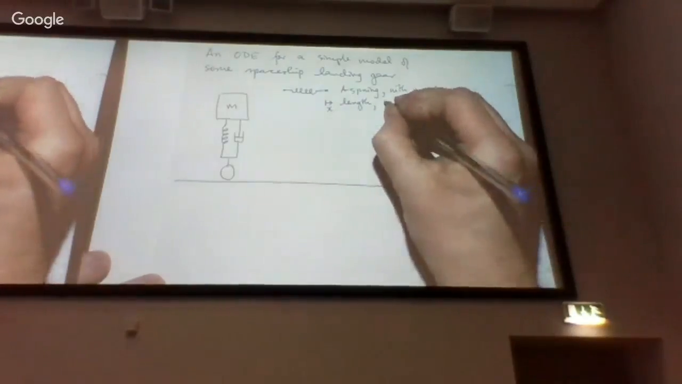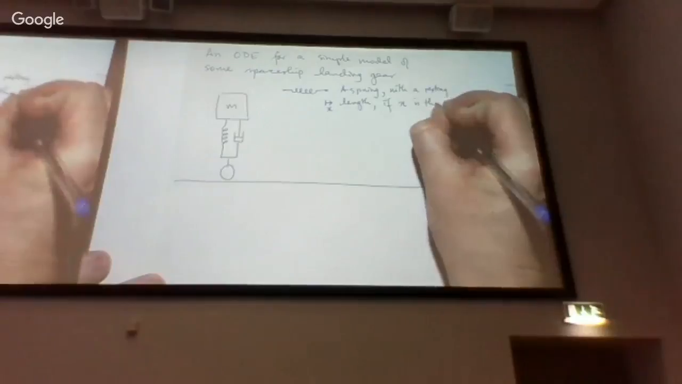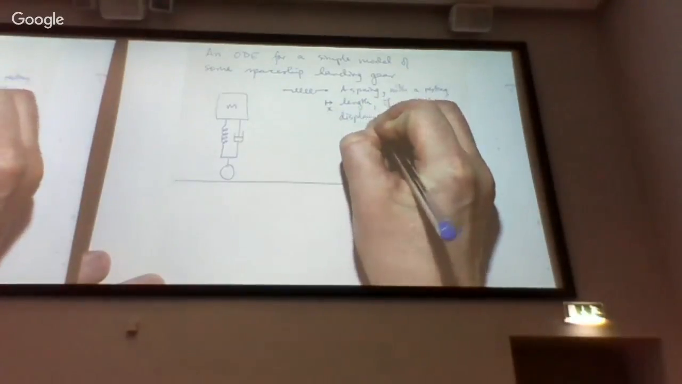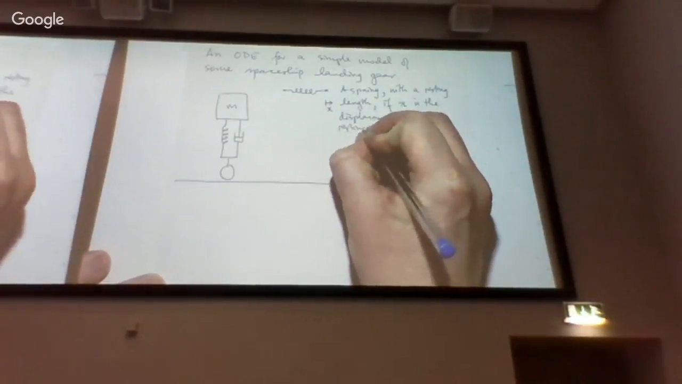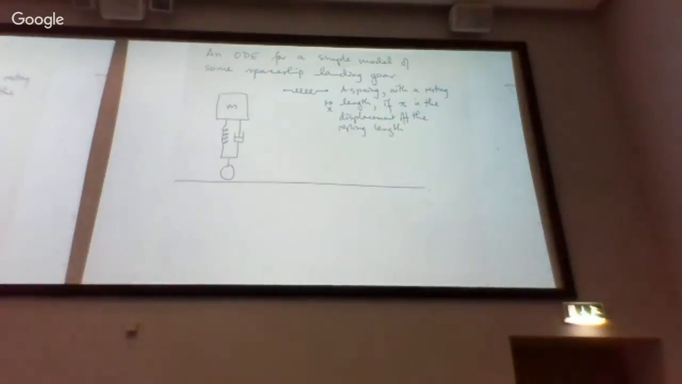Okay. If x is the displacement from the resting length, then the spring exerts a force on any object attached to the end of it. So if you compress the spring, it wants to grow again, so it applies a force to lengthen the spring. And if you stretch the spring, the spring wants to contract again back to its natural length. So it applies some kind of restoring force.